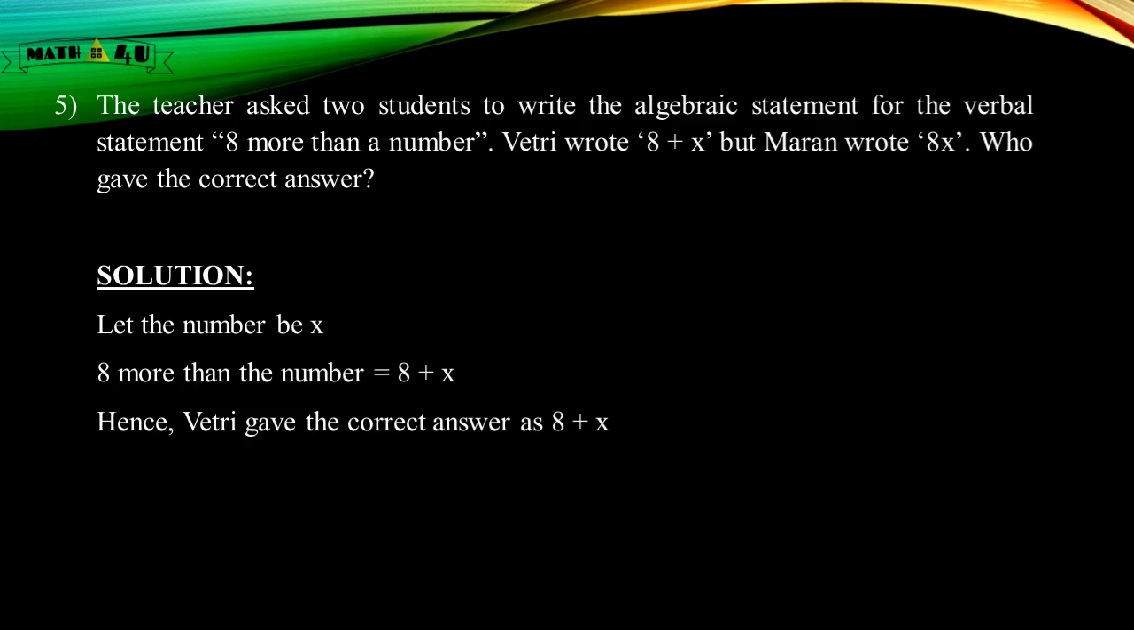The teacher asked two students to write the algebraic statement for the verbal statement 8 more than a number. Vetri wrote 8 plus x, but Maran wrote 8x. Who gave the correct answer? Let the number be x. 8x means 8 times x, but it is given that 8 more than a number. That means 8 plus x. Hence, Vetri gave the correct answer as 8 plus x.